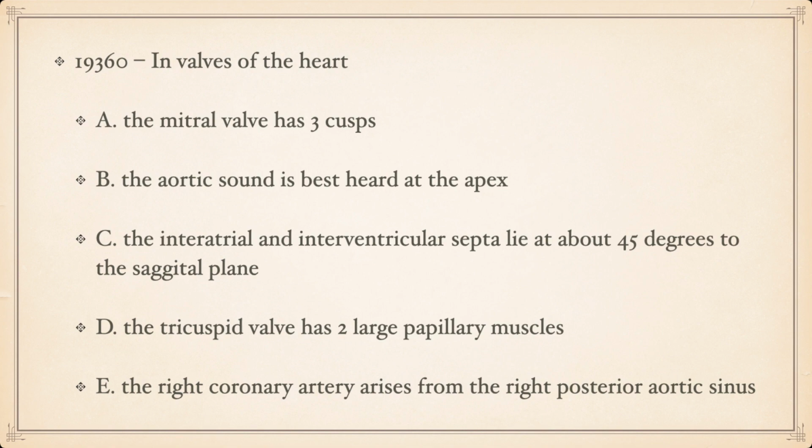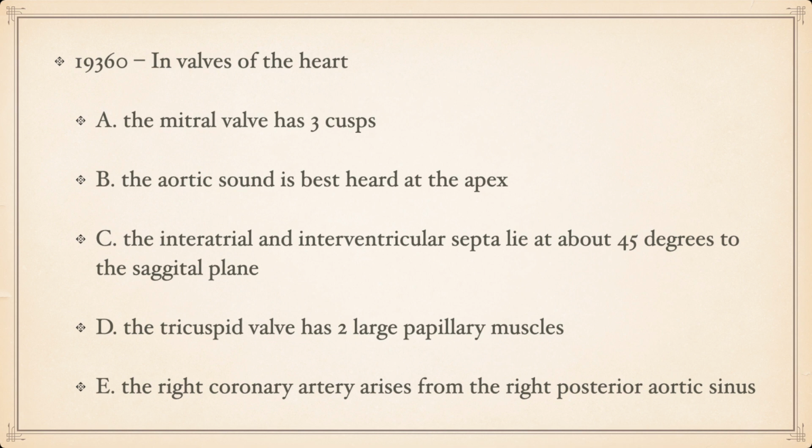The answer to this one is C, and we'll go through the other ones and say why they are false. So A, the mitral valve, as we know, has 2 cusps. Likewise, it is the mitral valve that is best heard at the apex. D, the tricuspid valve has 2 large papillary muscles. Well, we know that there are actually 3 large papillary muscles that subtend the chordae tendineae of the tricuspid valve.